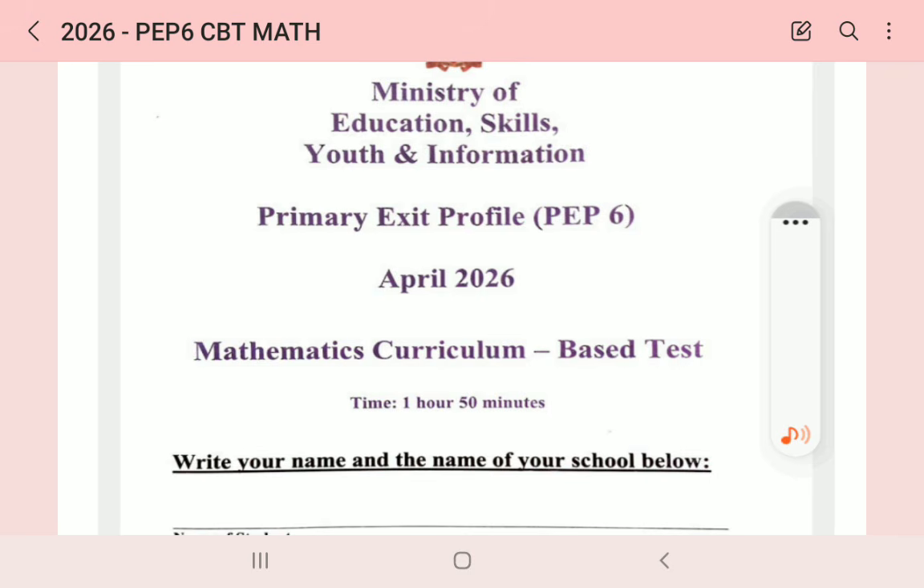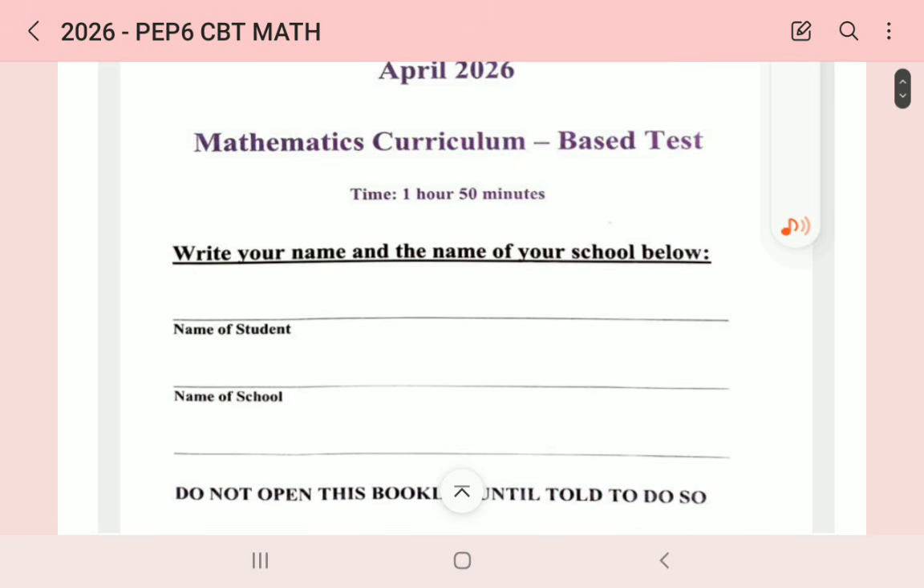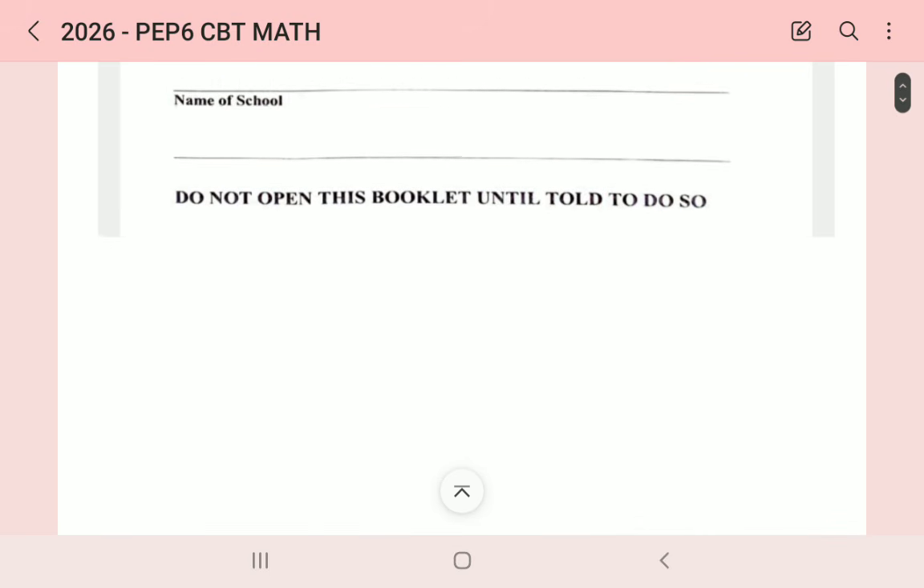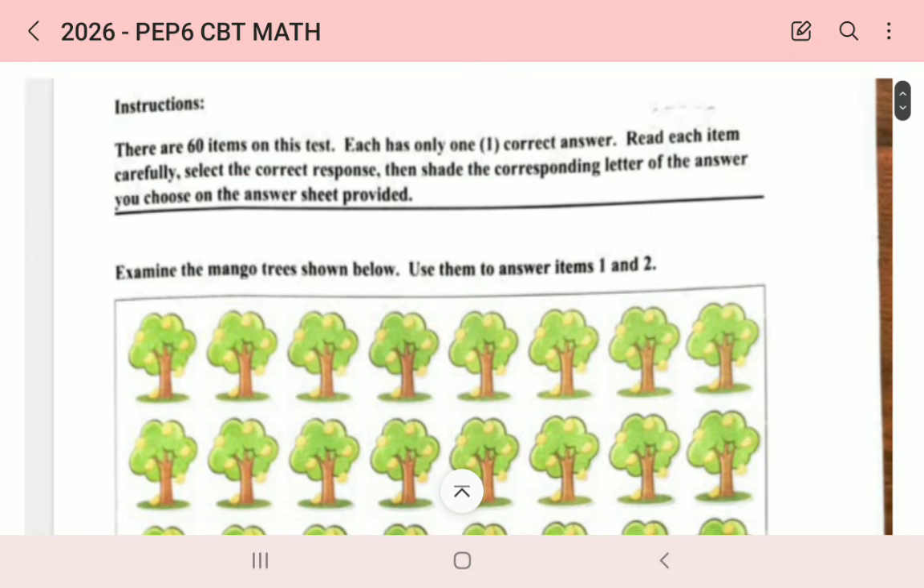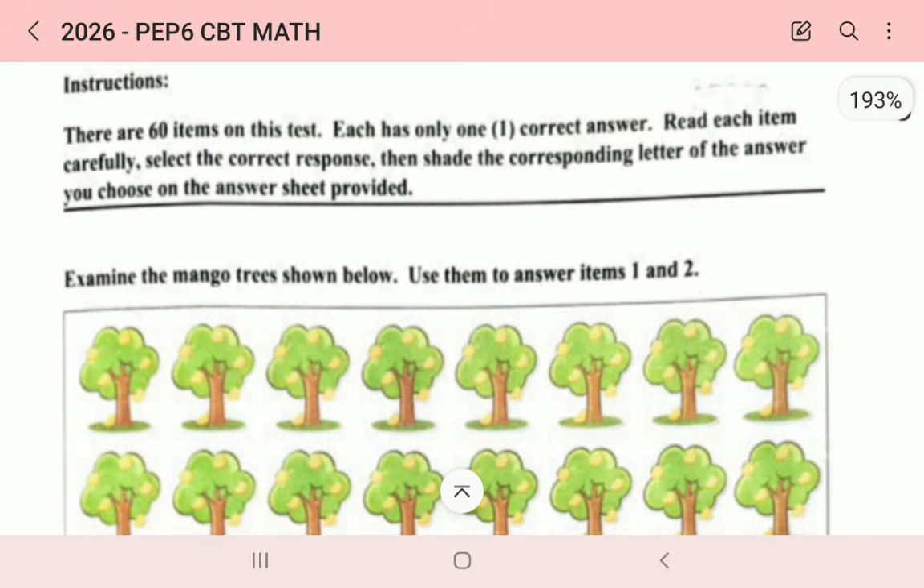Let's go. All right, so you were given 1 hour and 50 minutes, or you'll be given, if this is the same format for your paper when you get it, an hour and 50 minutes to complete the 60 items. Instruction here is that you should not open the booklet until you're told to do so. Here's the general instruction that there are 60 items on the test. Each has only one correct answer, and you should read each item carefully, select the correct response, then shade the corresponding letter of the answer you choose on the answer sheet provided.